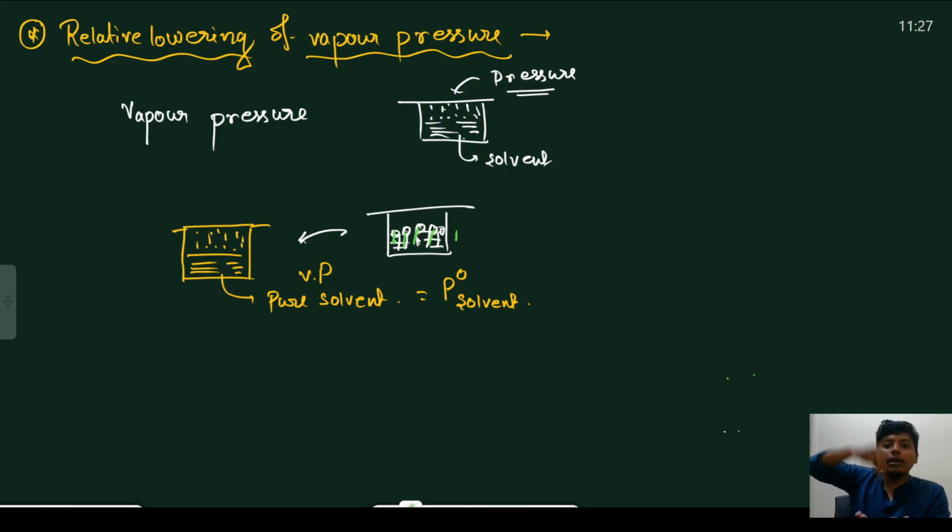So when it is unable to come outside, will the vapor pressure here be more than the pure solvent, or less than the pure solvent? More. More than pure solvent. The vapor pressure of the solution will be more than the pure solvent or less than the pure solvent?